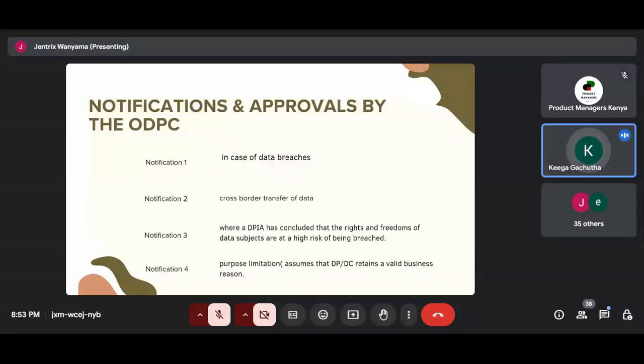Here are the specific notifications and approvals that need to be done by the ODPC. The first notification is in terms of data breaches, and we had mentioned that the data controller has an obligation of reporting within 72 hours of knowledge of the breach. Notification 2 relates to cross-border transfers of data, and I think we've belabored the importance of cross-border transfers as well as the relevant protections that are meant to be applied. The third notification is where a DPIA has concluded that the rights and freedoms of data subjects are at high risk of being breached or infringed. And the last notification is on purpose limitation, which assumes that the data processor or controller retains a valid business reason.